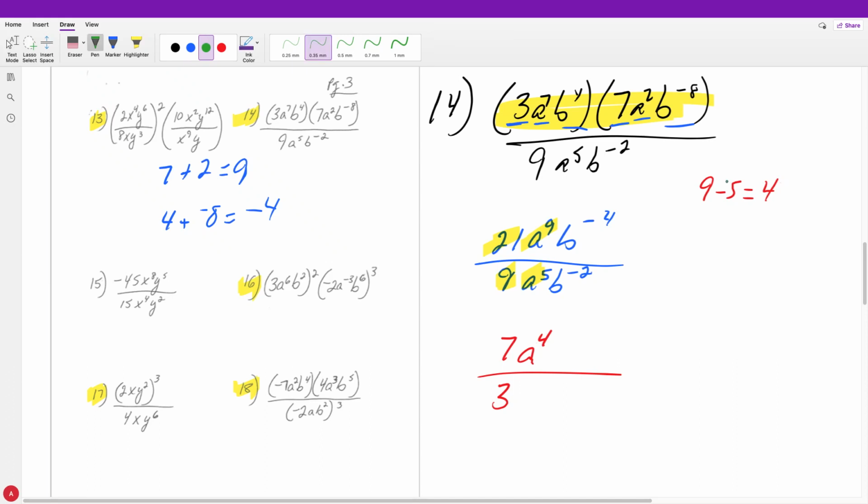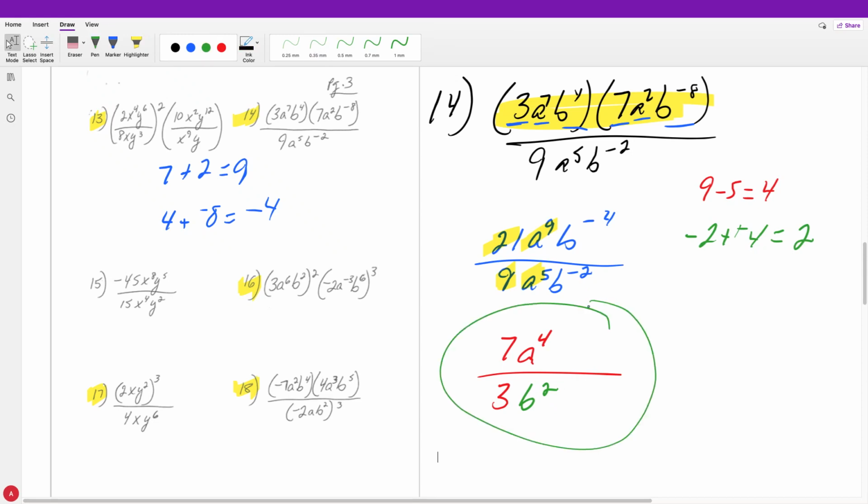Where are there more? Well, -2 is greater than -4, so I have more b's in my denominator, so that's where our b's are going to end up. And -2 minus -4 turns to +4, so that gives me a +2, so we have b squared in our denominator.